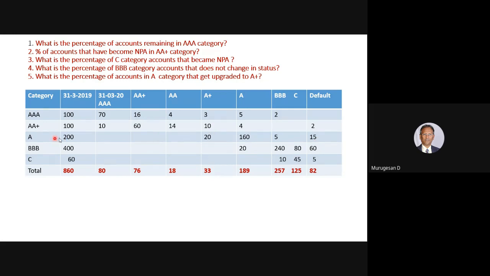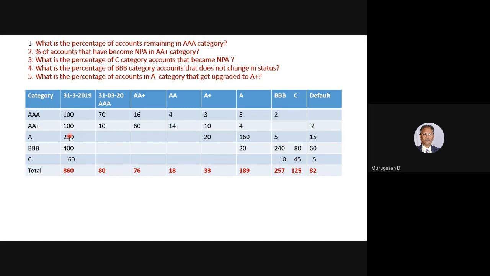Out of 200 accounts, earlier with A grading, some downgraded and slipped to NPA. You see, they will ask a question: what's the percentage of A accounts that have become NPA? Simple. 15 divided by 200, percentage, 7.5%. This is how simple the question is.